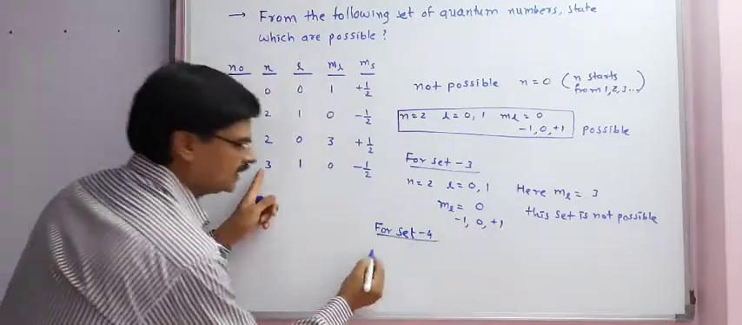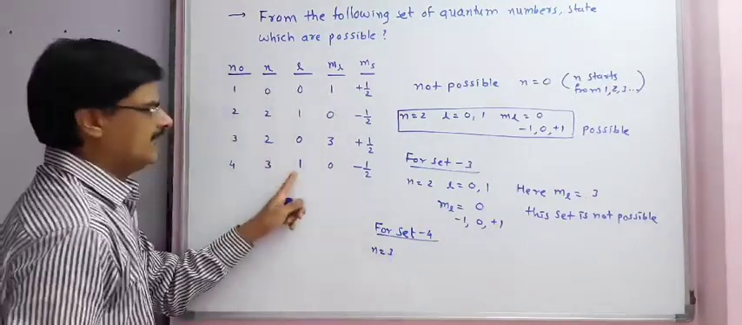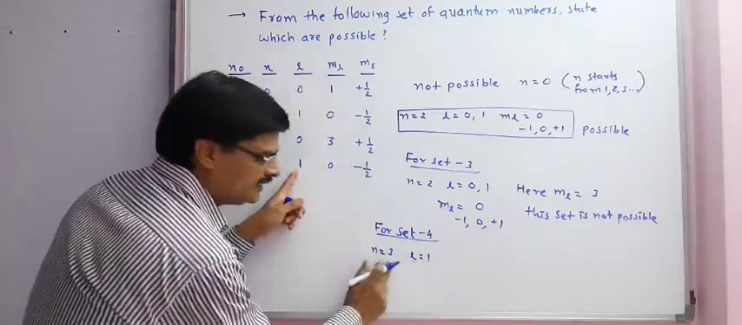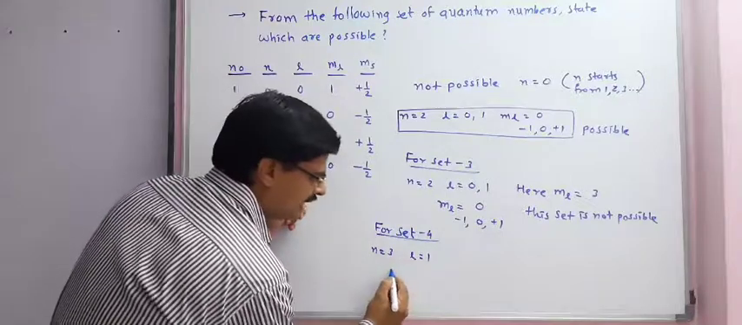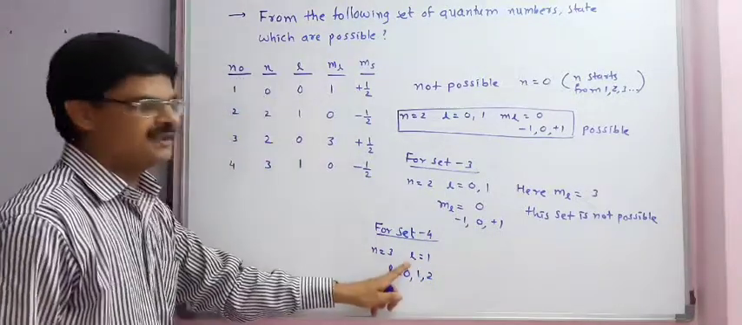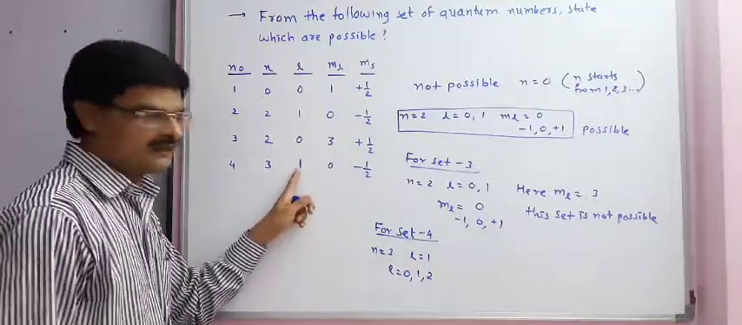N is equal to 3. L is equal to 1. So for n is equal to 3, the values of L are 0, 1 and 2. So here it is possible. The L value is also acceptable.